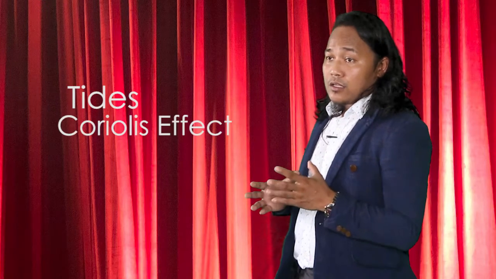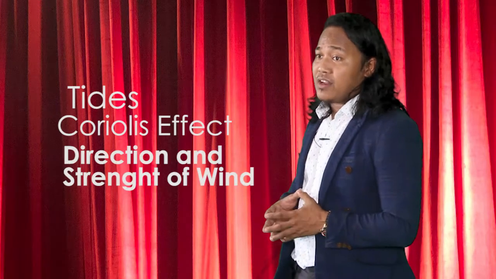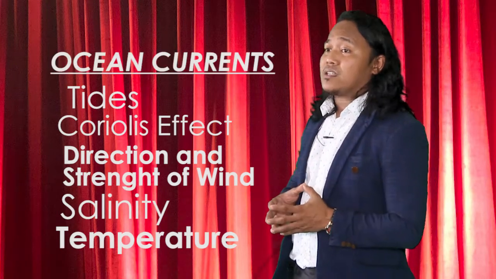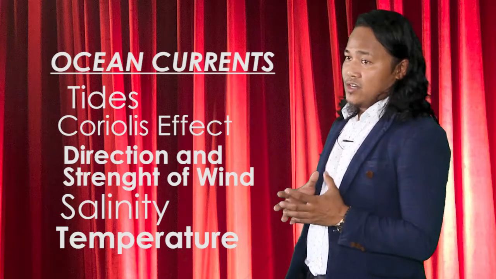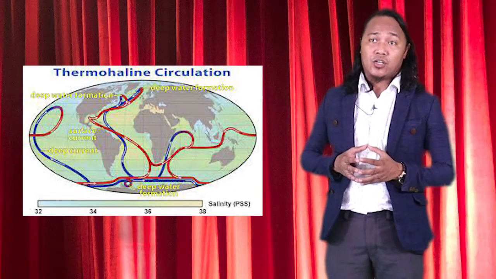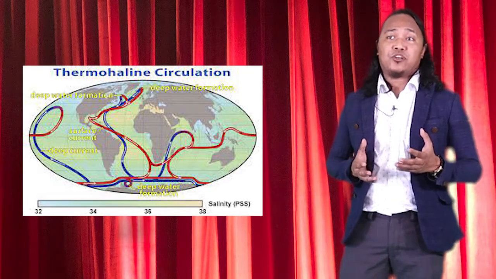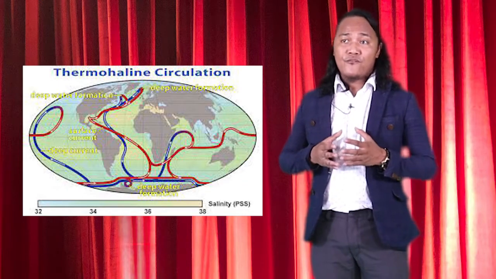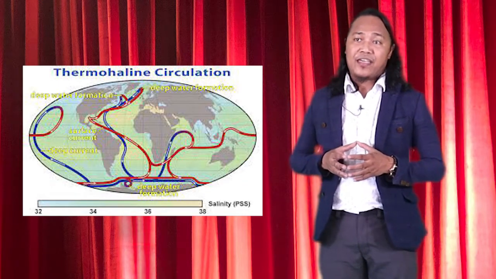Since the early ocean expeditions in oceanography, a major interest was the study of the ocean currents and temperature measurements. The tides, the Coriolis effect, changes in direction and strength of wind, salinity and temperature are the main factors determining ocean currents. The thermohaline circulation, thermo referring to temperature and haline referring to salt content, connects 4 of 5 basins and is primarily dependent on the density of seawater.